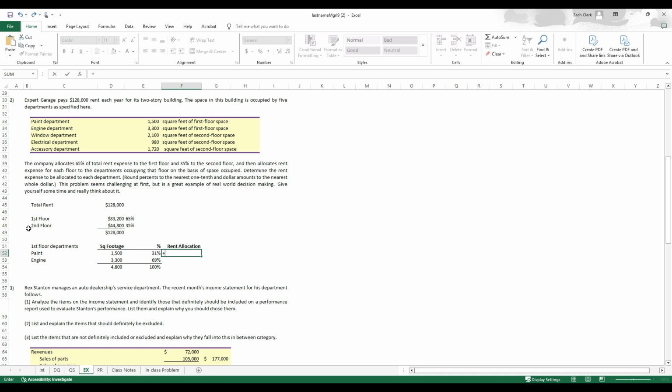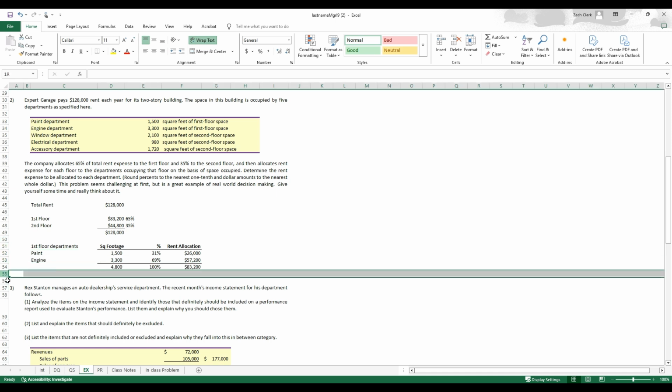And then again, we're doing first floor, so the total is 83,200. I'm going to hit F4 to lock that cell because we want to use it again. But 31% of that total, do a format painter here. 31% of the 83,200 is 26,000, and then 69% is the rest. So then we end up right back with the 83,200 total. That's important because when you allocate something, the total should still be the same. It's just allocated to specific departments.